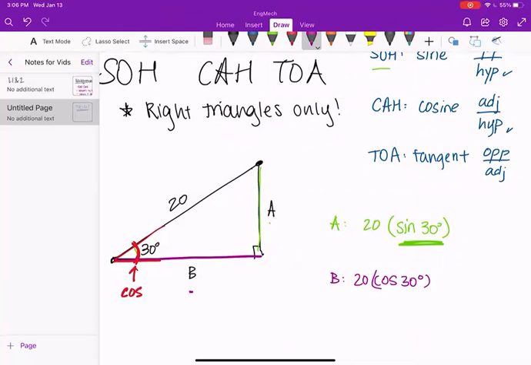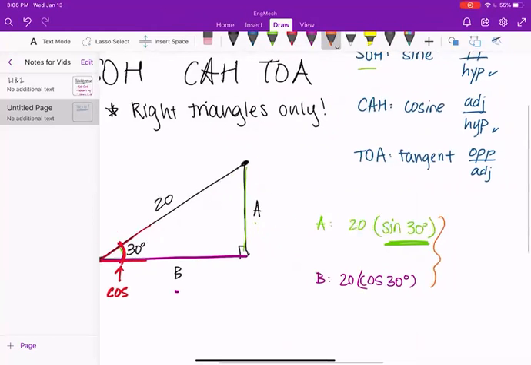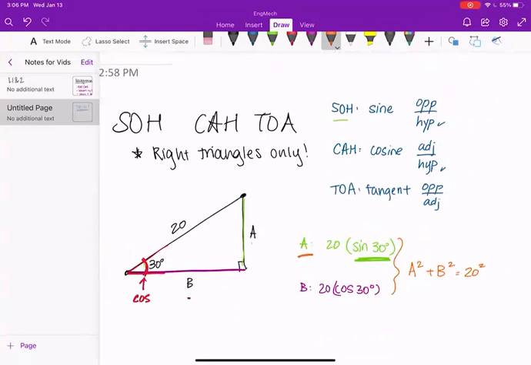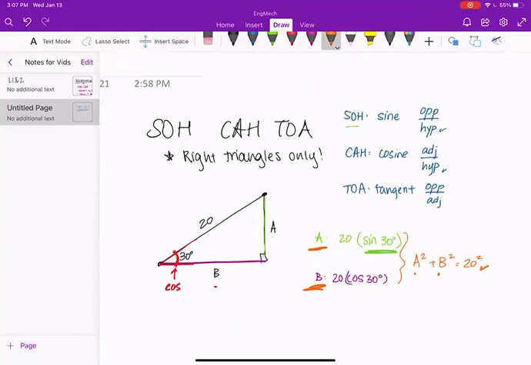And then to verify that, because it's a right triangle, what you could do is say, okay, I know that a squared plus b squared is going to have to equal 20 squared. So once you find the values for a and b, I'm not going to do that in the video, you can plug them in here and here and verify that they actually equal 20. So that's SOHCAHTOA. That's the first thing I wanted to go over.